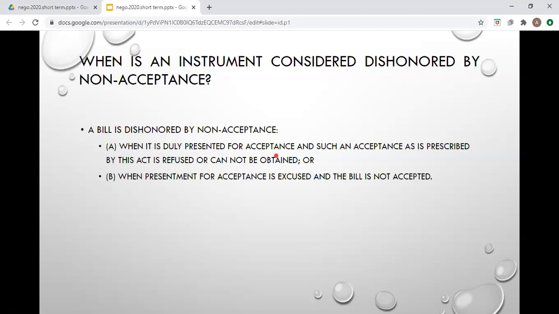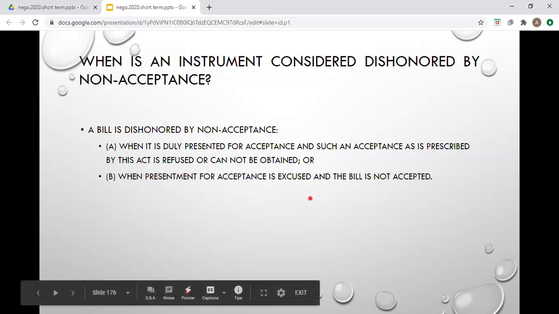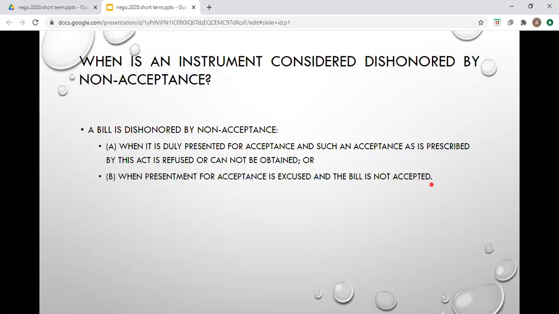Now, I do not know if you find this logical. When presentment for acceptance is excused and the bill is not accepted, how is that? Presentment for acceptance excused na nga, bakit bill is not yet accepted? Well, parang ganito lang yan. That is logical. Diba? One of the instances whereby presentment for acceptance is excused is when the drawee is dead. But even if the drawee is dead, you may or may not present it to the personal representative. Correct?